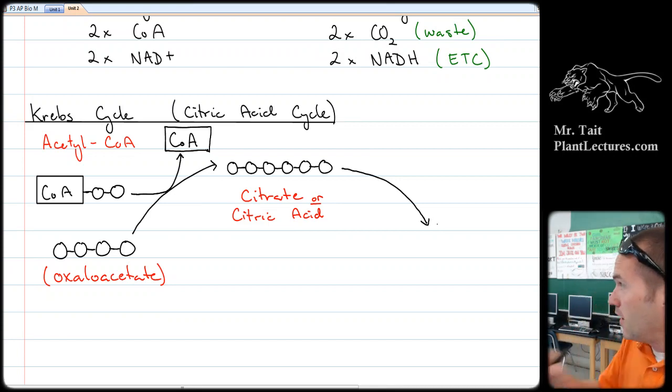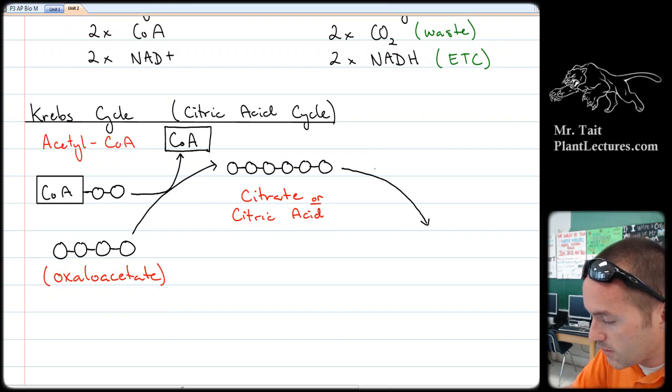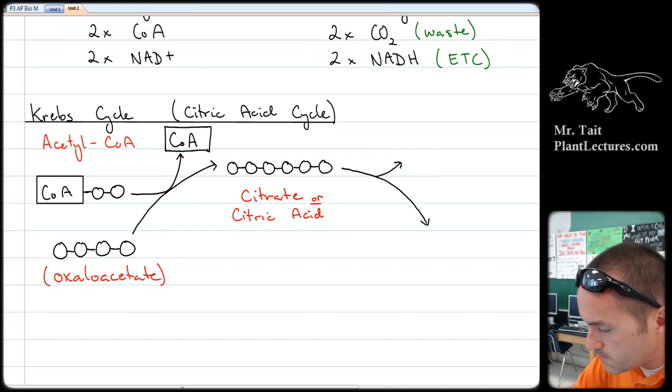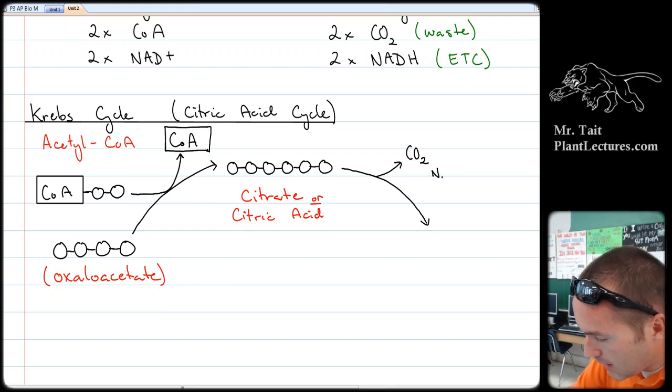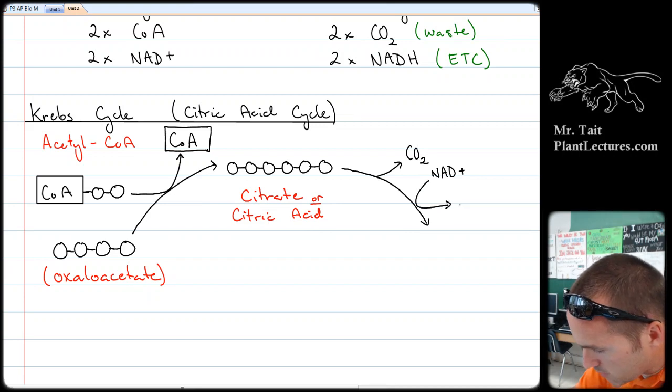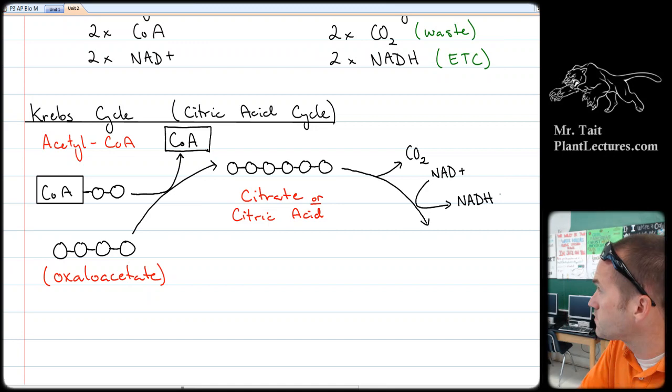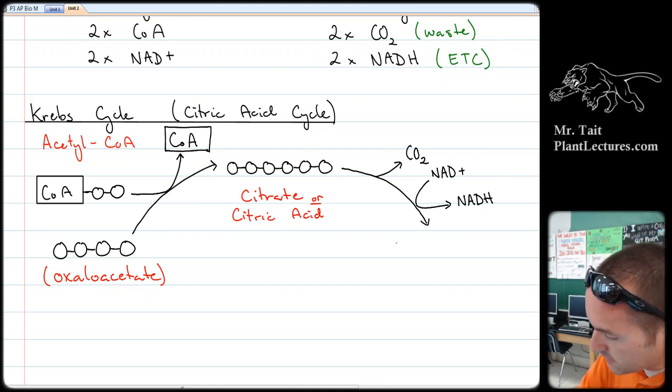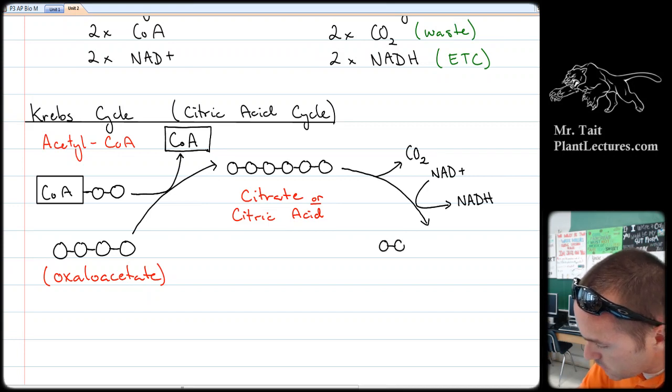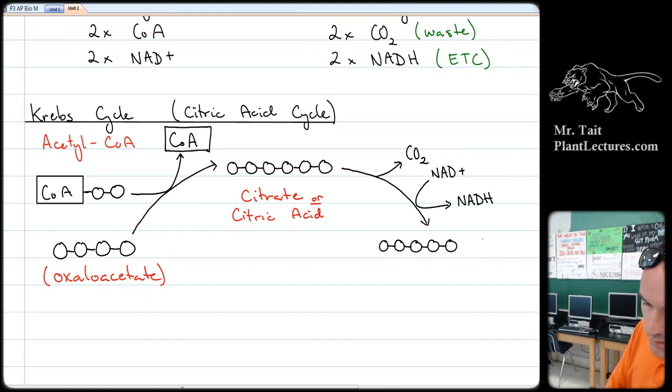All right, so now each time we go along here, what we're going to do is remove a carbon from this chain and turn it into carbon dioxide. That's going from a single bond to a double bond. And every time we do that, we are going to be able to take an NAD plus and turn it into an NADH. Okay, so we remove a carbon. That means now instead of 6 carbons, we've got 5 carbons. 2, 3, 4, 5 carbons.